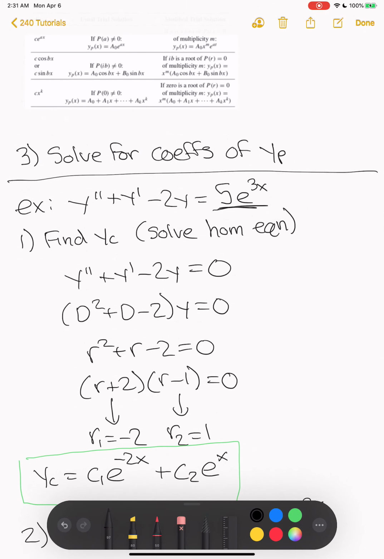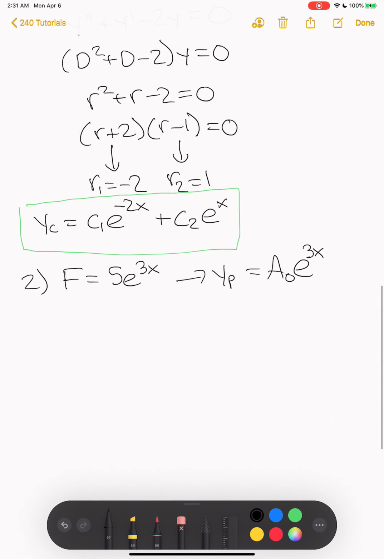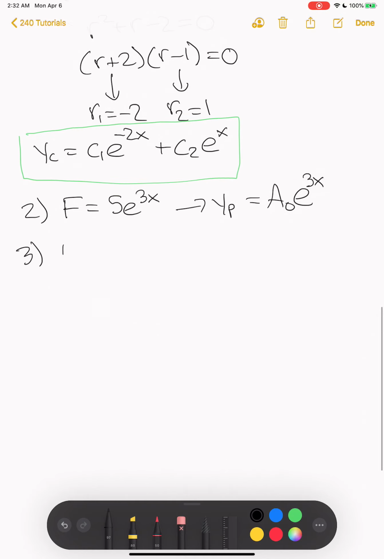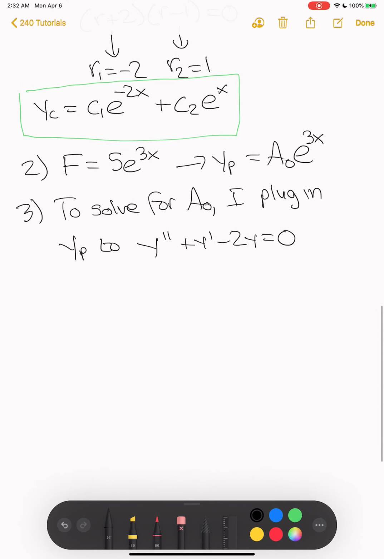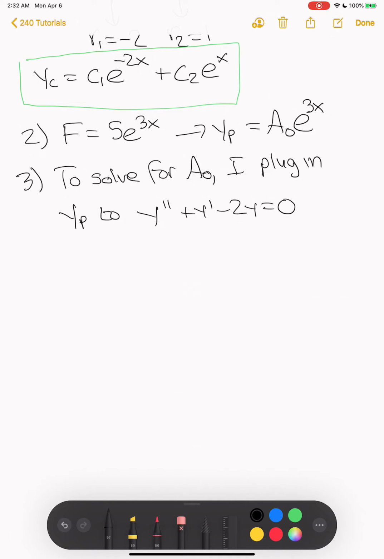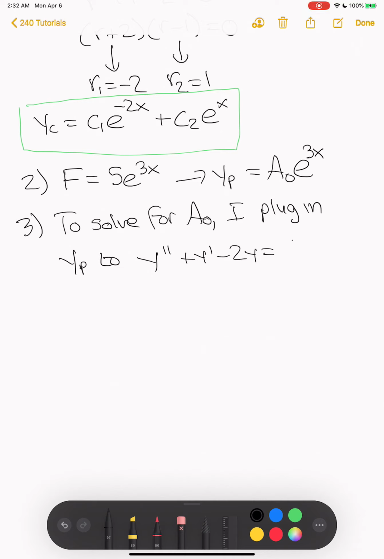Now, how do we do that? To solve for the coefficients, I have to send y sub p through my differential equation. So to solve for a naught, I plug y sub p into my differential equation, which was y double prime plus y prime minus 2y is equal to 0. Okay, so I do that, and then I'm able to solve for a naught. And I made a mistake here. This should not be 0. This should be 5e to the 3x.